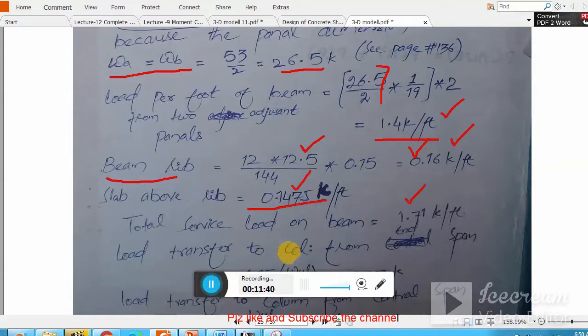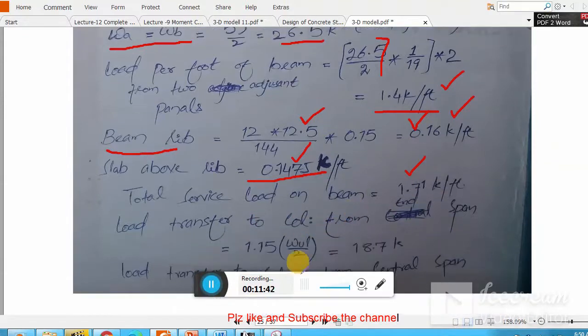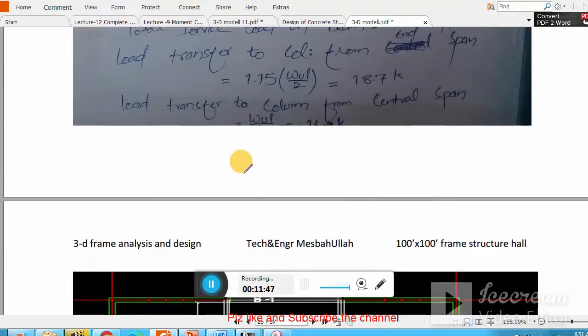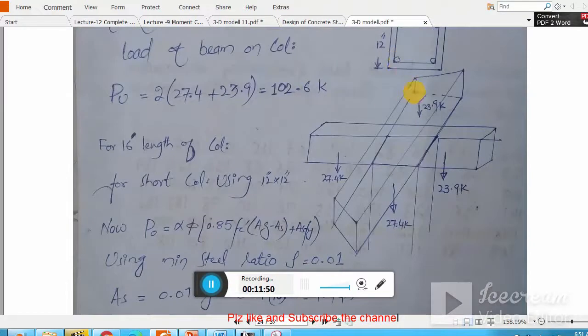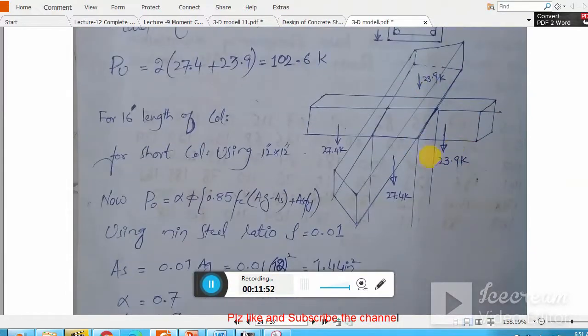Clear? Load transfer to column from end span. Now this is important. These points are important. Remember, as we see here in this beam load calculation, this is my column, and these are basically factored loads, not service loads. From one side, this is the mid span, or you can say central span, and this is the end span.